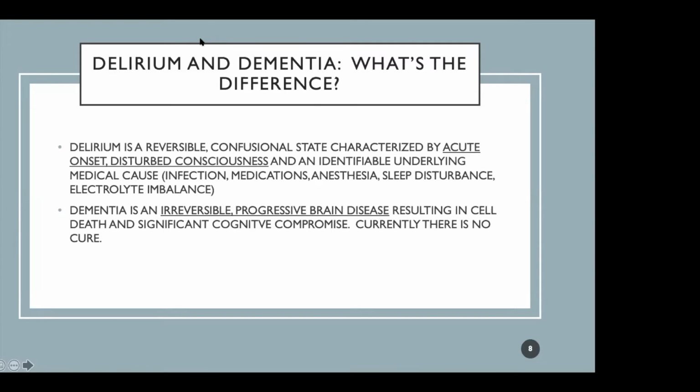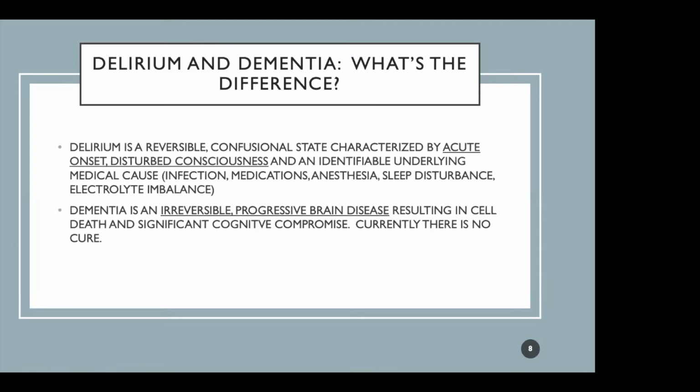Look at dementia. Dementia is irreversible. It's not going to go away. In fact, it's a progressive brain disease, resulting in cell death and significant cognitive decline over the course of several years. And currently there's no cure. So you can clearly see there's a difference, correct?